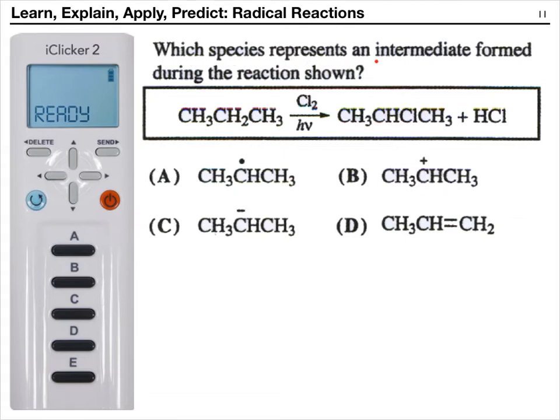Which species represents an intermediate form during the reaction shown? We're taking propane, 1, 2, 3 carbons, hydrocarbon propane, molecular chlorine, light. Now you read this, you're substituting a secondary hydrogen for chlorine and forming HCl. What is the intermediate in this process?